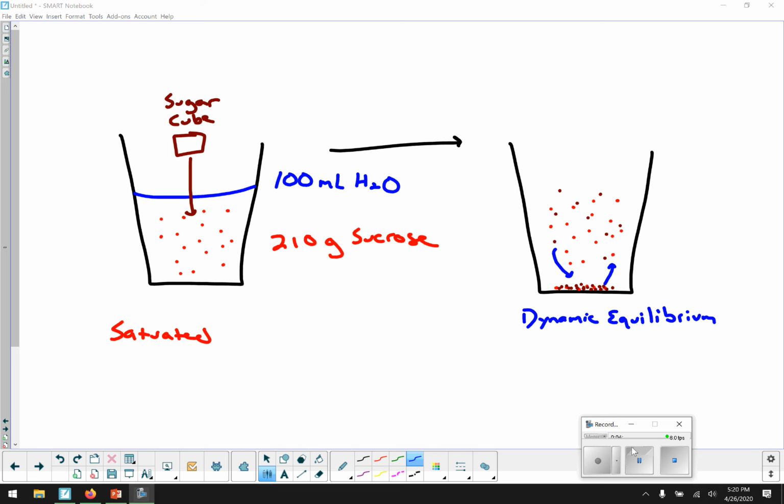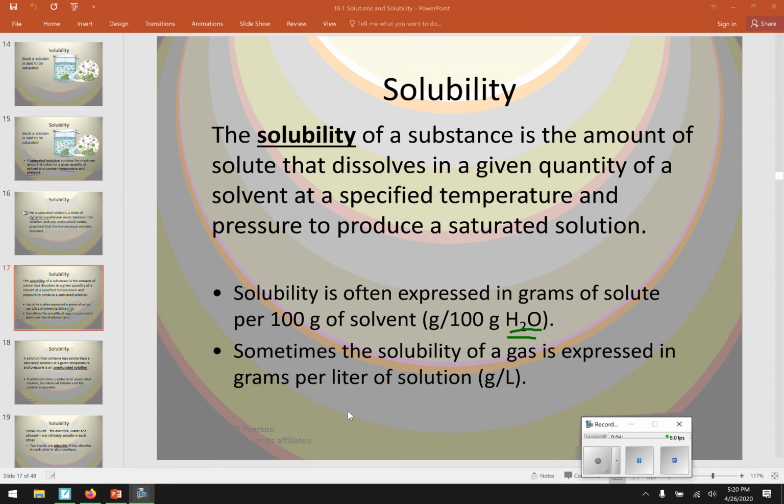So dynamic equilibrium. As I mentioned there, solubility is how much of a substance can dissolve in a solvent. Generally, for us, since we're going to be talking about water as our solvent pretty much all the time, solubility is given as how many grams per 100 grams of water, or 100 milliliters of water, because water is a gram per milliliter. So sugar, sucrose, was 210 grams per 100 grams of H2O.